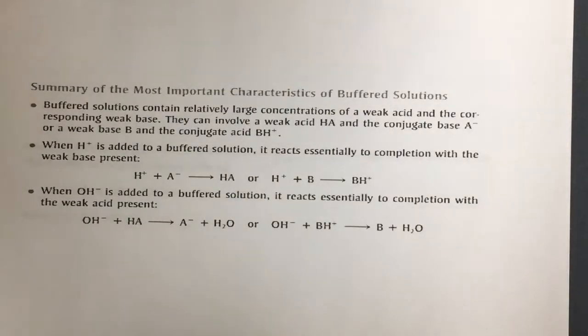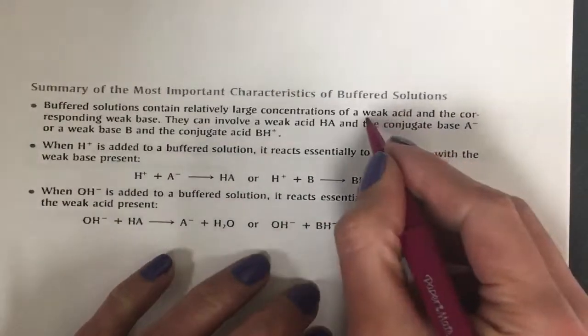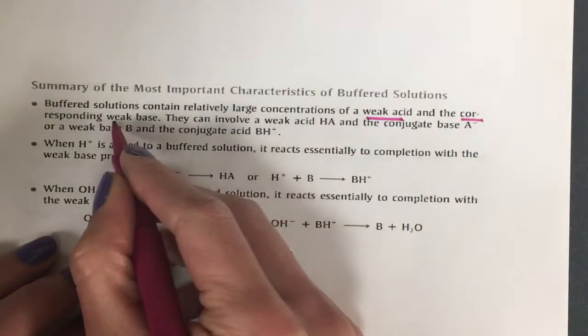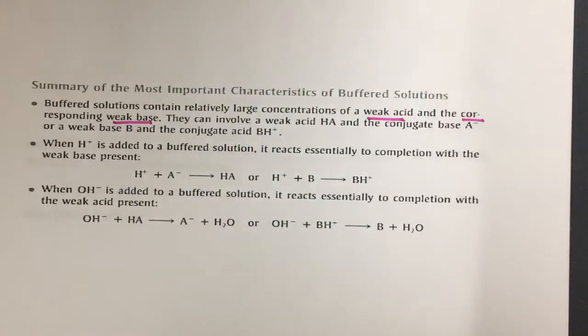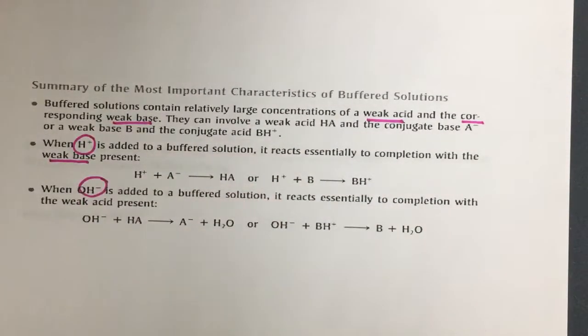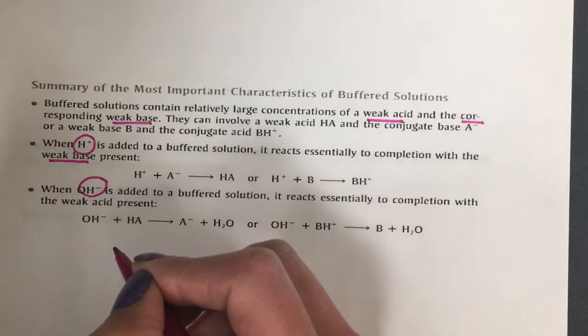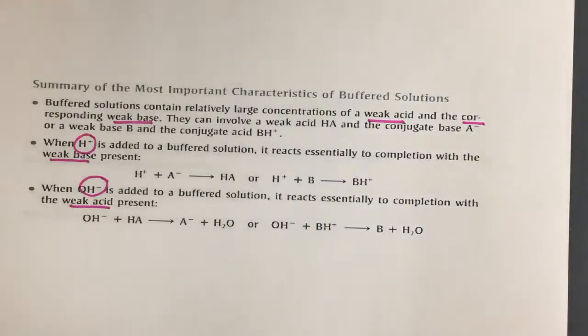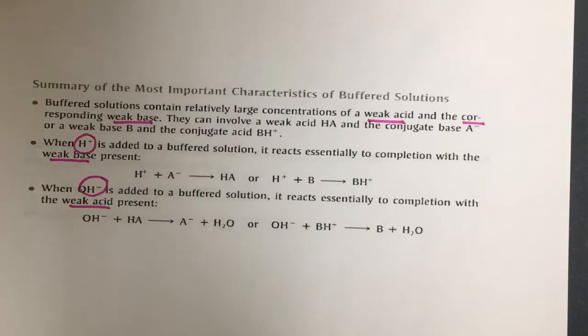So remember, buffers are going to have large concentrations of a weak acid and its conjugate weak base. I can either have the weak acid and the conjugate base, or a weak base and the conjugate weak acid, but I have to have both parts. If I add an acid to a solution, the acid is going to react with the base in solution. If I add base to my buffer, the base is going to react with the acid in solution. That's why I need to have both parts. I can't have just one, I have to have both in order to resist the change in the pH. Okay?